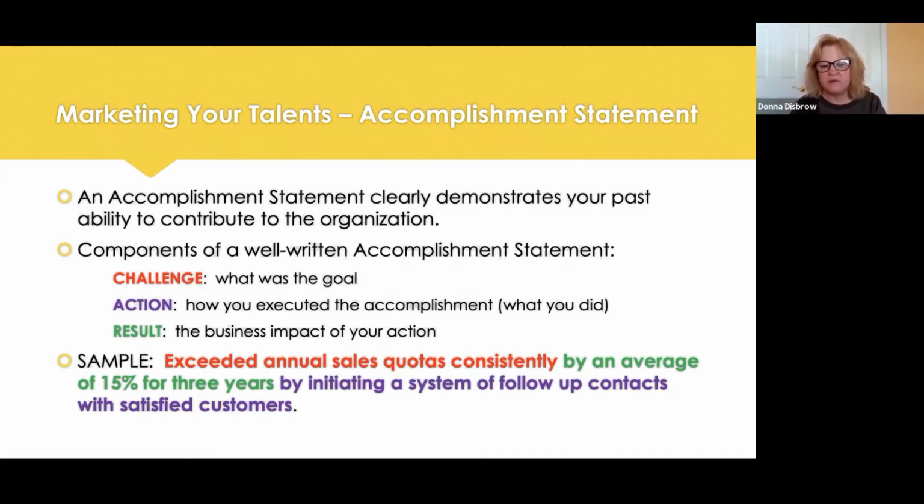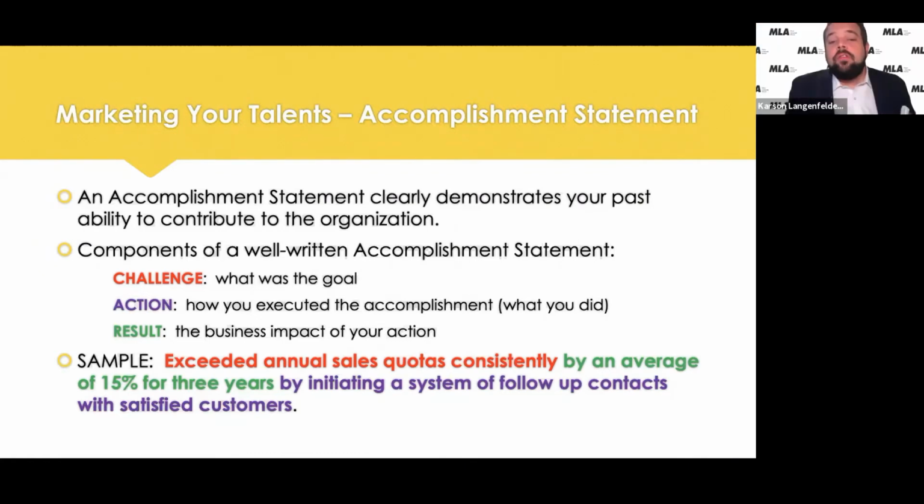And I've highlighted for you each element of the accomplishment statement. So in red is the challenge, in, I think that's purple, is the action, and green is the result. And notice that they don't follow that sequence other than the challenge. You want to get to the challenge, the result, and then how you did it or what you did. Because the challenge and the result are the most important things.